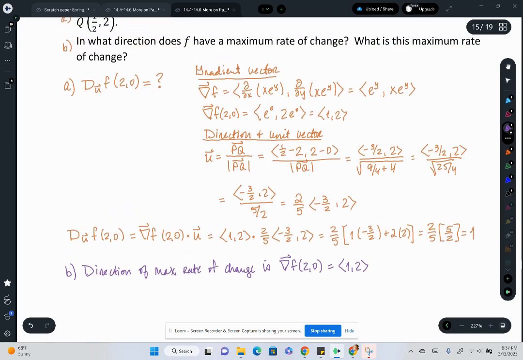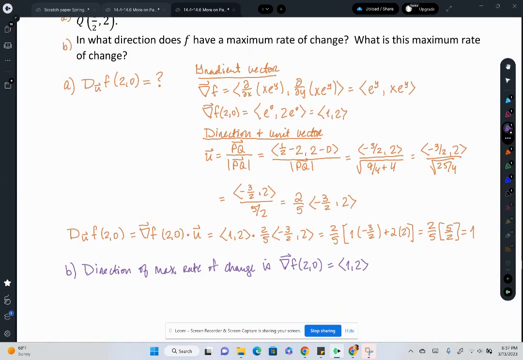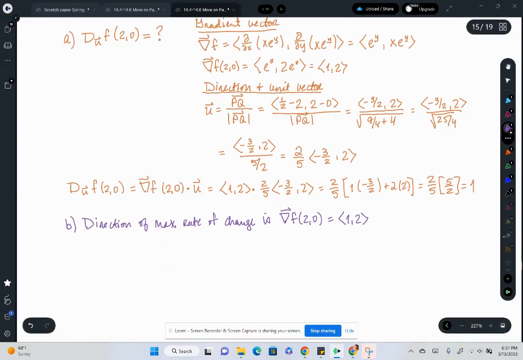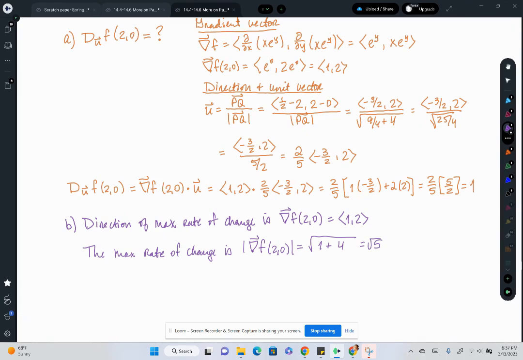The next question is, what is the maximum rate of change? We found the direction. Now we want to know the max rate of change. It's got to be a number, not a vector. It is the magnitude of the gradient vector at (2, 0). So that's going to be the square root of the sum of squares, or the square root of 1 plus 4, which is the square root of 5. That's the value of the maximum rate of change.